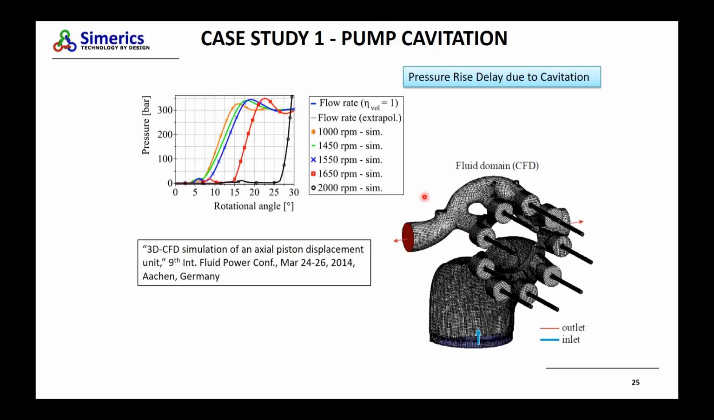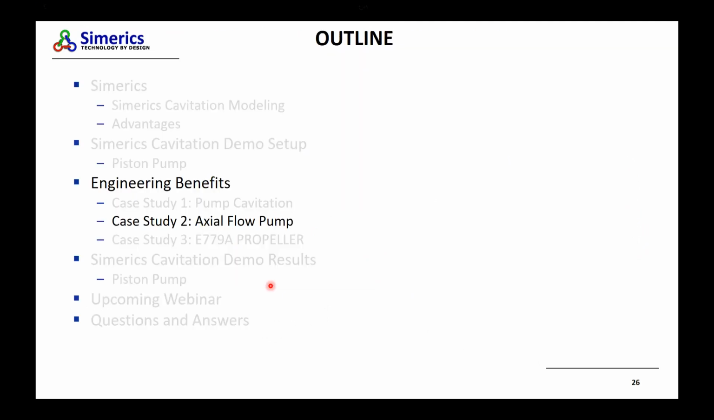The other thing that cavitation does is it offsets the pressure rise. So it delays the pressure rise. And that, again, is a function of RPM. At higher and higher speeds, because the cavitation bubble gets larger and larger, you'll see more offset of the pressure rise. So these are numerical results at different speeds. And we are showing how the cavitation causes the delay in the pressure rise as a function of the angle, basically. This has been published at the International Fluid Power Conference in Aachen, Germany.